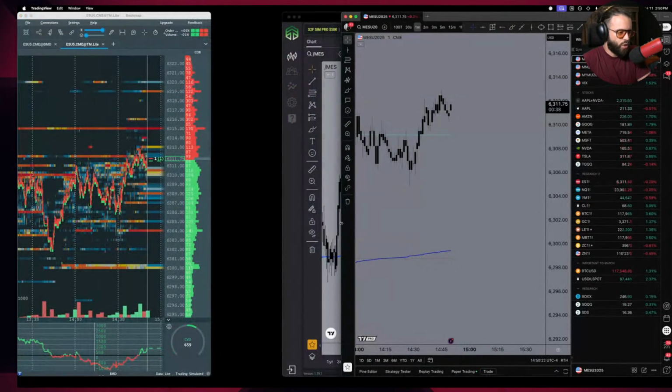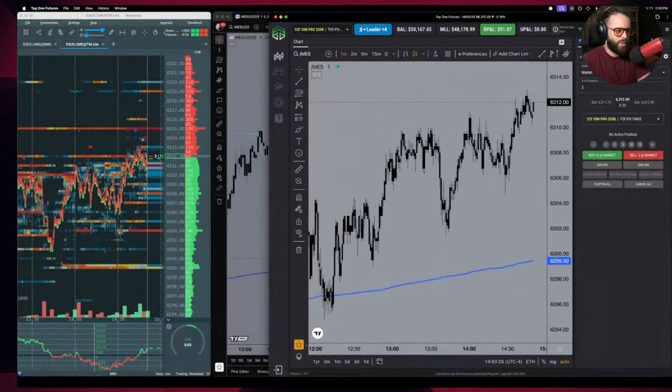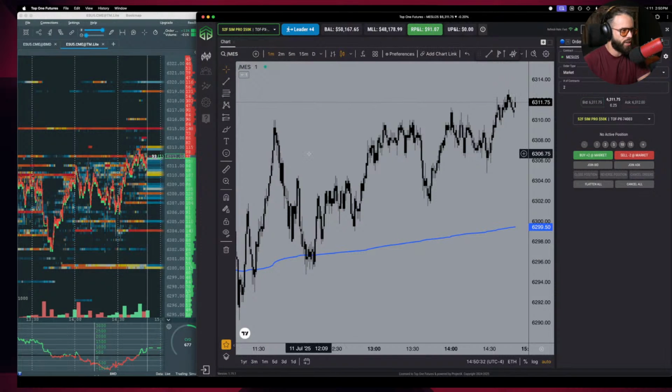And then, like I said, I trade with a prop firm called Top One Futures. I have that open right here. This is their platform called Project X. And what they allow me to do is copy trade up to 9 accounts. So right now I've got 5 accounts. You can see I made $91 on each account today. So that's a nice $500 day off a very quick scalp.